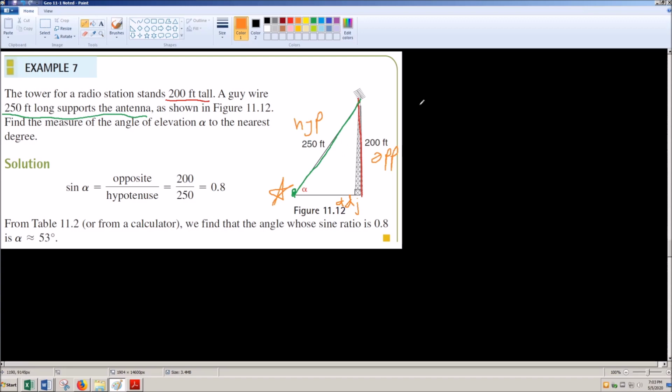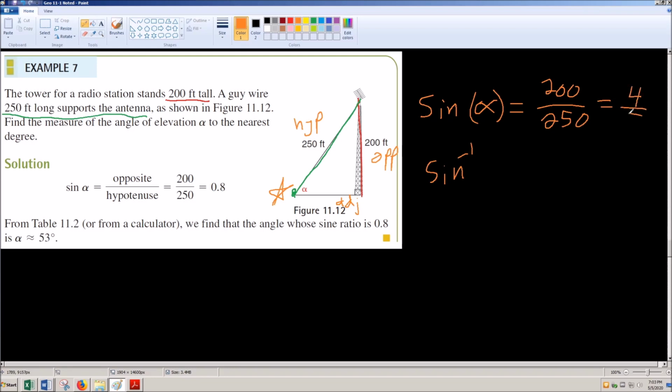So when I look at this, I'm saying, okay, well, sine of alpha equals my opposite over my hypotenuse. So here it's going to be 200 over 250. And now I'm going to do some math here. Inverse sine is going to get this thing by itself. If you want to simplify this, you can. I personally would not, but go for it if it makes you feel better.